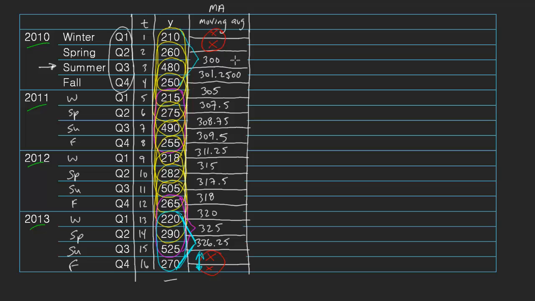Now, back to our 300. 300 is not telling me any information about quarter 2 because it's not on the quarter 2 row. It's also not telling me about quarter 3. It's not on that row. I need to line these up properly. They need to be shifted towards lining up with the quarters. So this is an issue that occurs whenever you have even numbers of seasons.